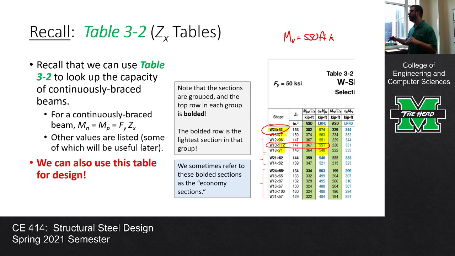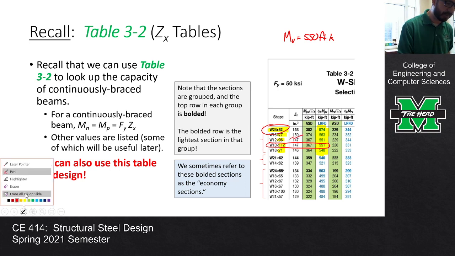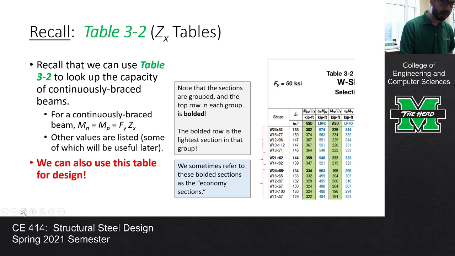Those bold rows sometimes are called economy sections. If you ever hear that term, economy sections, those are the sweet spot shapes, if you will, that guarantee economy. Now, there is a reason why you would go with maybe one of these other sections, and I want to put the real world spin on this so that you're aware. When you look at these groups, the upper row is the lightest shape. That is true.